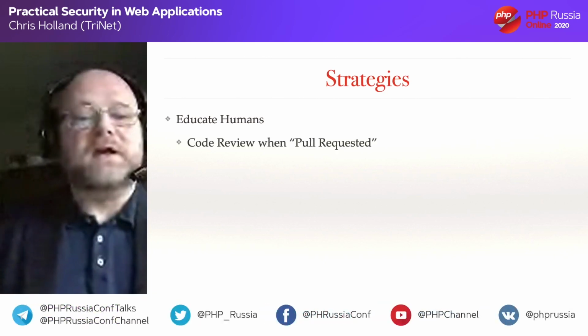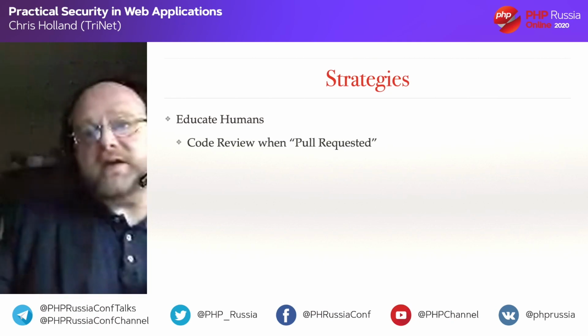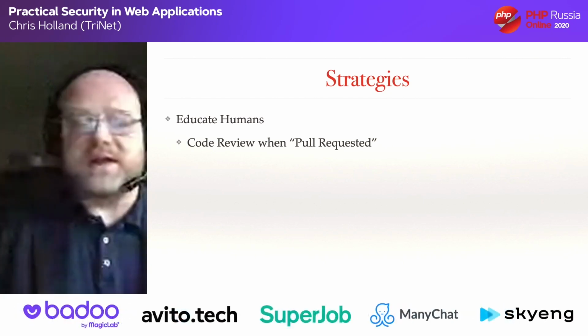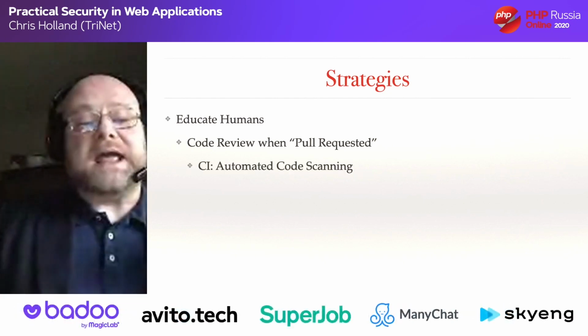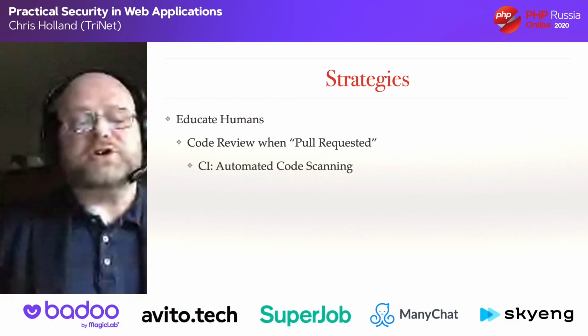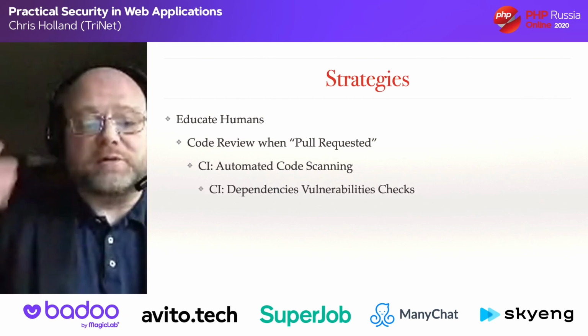But if that fails, code reviews are a thing. We have peers, other human beings who can also help us catch security issues, just like they can help us catch bugs. And then as a further fallback, this is where your continuous integration pipeline comes in. You could have automated code scanning and dependency vulnerability checks.